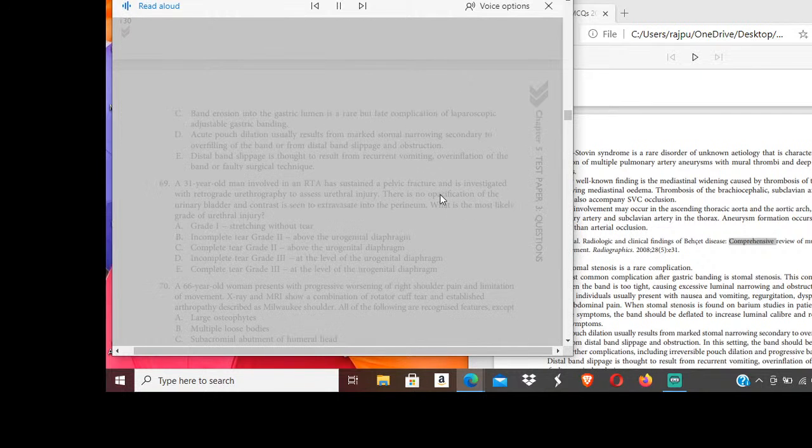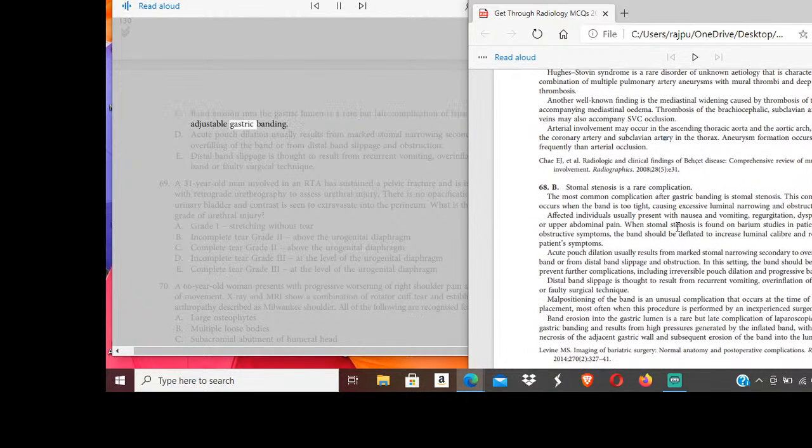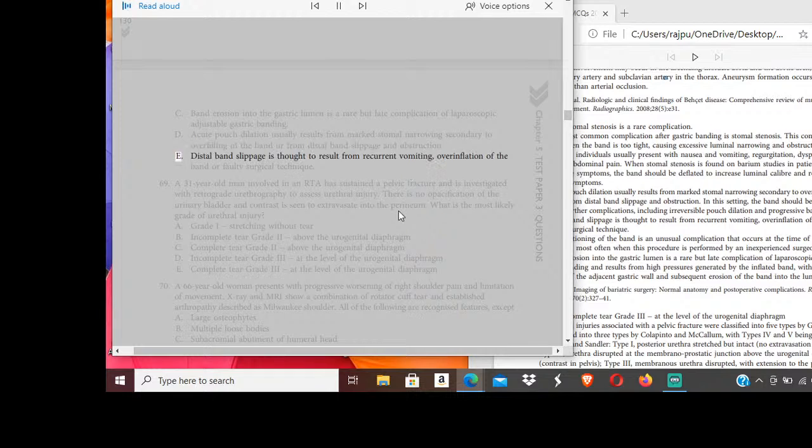C. Band erosion into the gastric lumen is a rare but late complication of laparoscopic adjustable gastric banding. D. Acute pouch dilation usually results from marked stomal narrowing secondary to overfilling of the band or from distal band slippage and obstruction. E. Distal band slippage is thought to result from recurrent vomiting, overinflation of the band or faulty surgical technique.